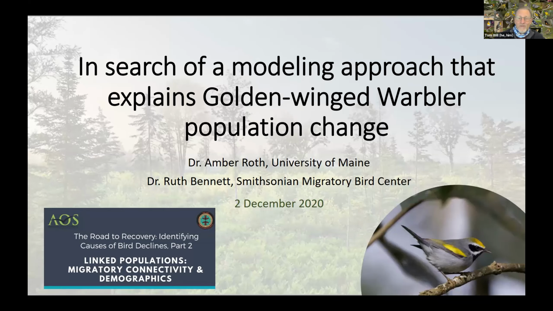So I want to move on to a species that I've worked on, and Amber Roth, who's currently a professor of forest wildlife management in the School of Forest Resources and the Department of Wildlife, Fisheries and Conservation Biology. They lumped them all together at the University of Maine. We'll be presenting. Ruth Bennett is a co-author on this study of golden-winged warblers, and I should say that Amber is also chair of the Golden-winged Warbler Working Group and has been for a long time, and is the coordinator of the Midwest Migration Network as well. Gosh, you're pretty busy there, Amber. So enlighten us on the golden-winged warbler.